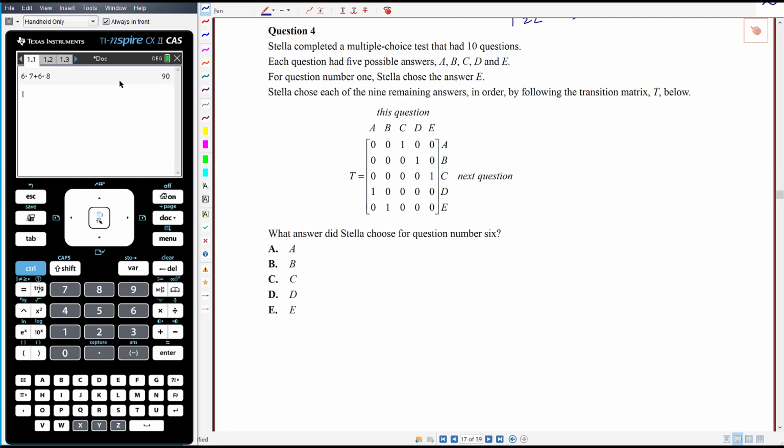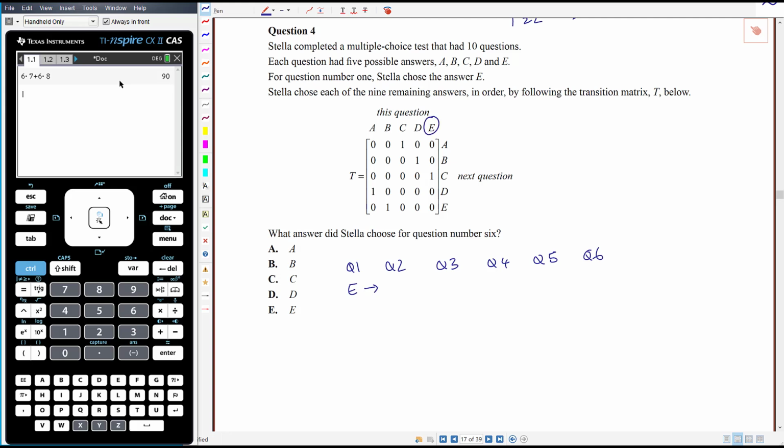So we know that she chose E at question 1. We want to know what she chose for question number 6. Okay, so question number 1 was E. Question 2, question 3, question 4, question 5, and question 6. Okay, so she goes from E to what?